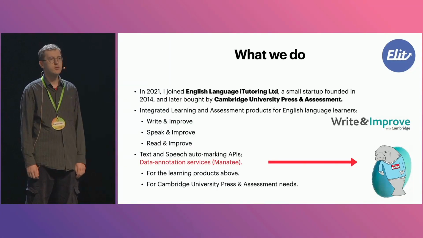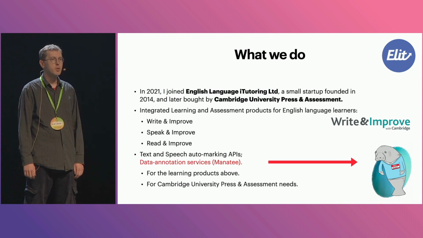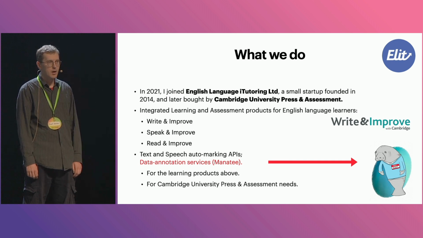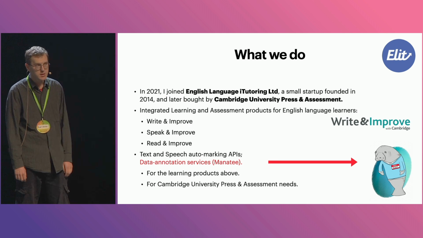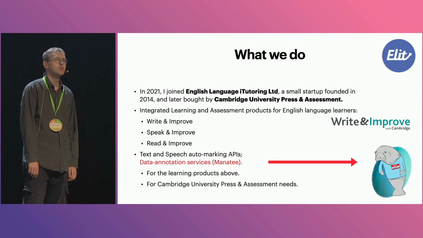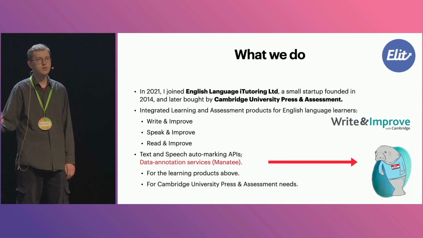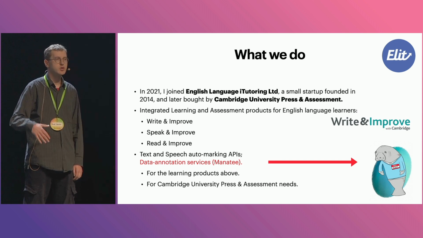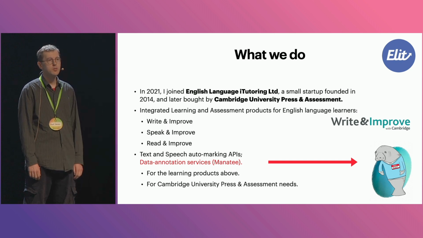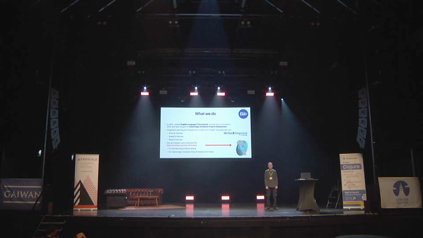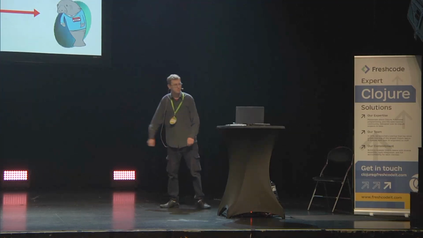So let's begin. In 2021, I joined English Language iTutoring, a small startup founded 7 years earlier. It was at its humble beginnings operating from a repurposed shipping container in Bristol. Later, it was acquired by Cambridge University Press and Assessment. We offer products for language learners, such as Write and Improve. We also provide APIs, which are, of course, used primarily by the products, but also by Cambridge directly. And last but not least, we provide annotation services, mainly to power the machine learning models behind the APIs, which brings us to Manatee. So meet Manatee.